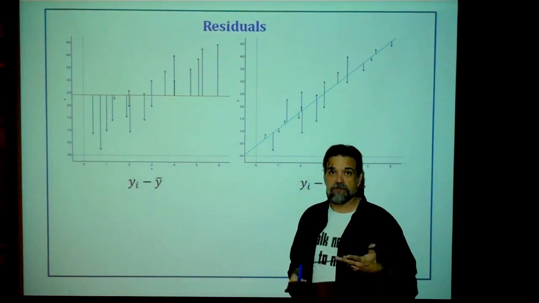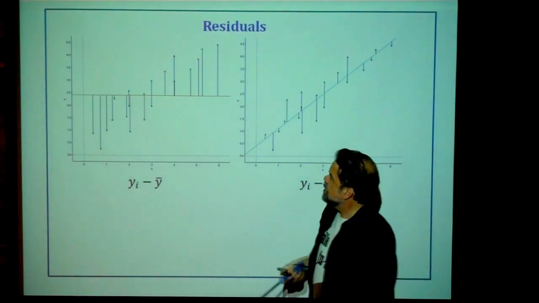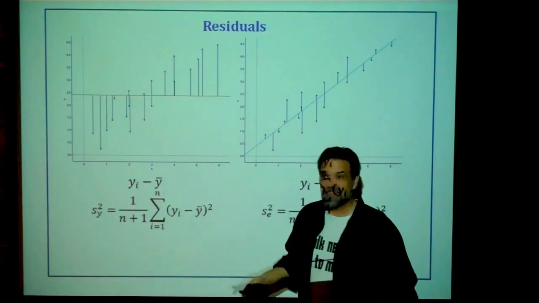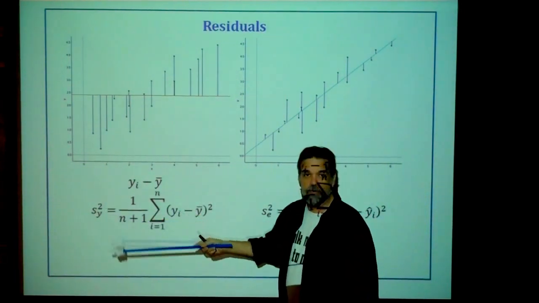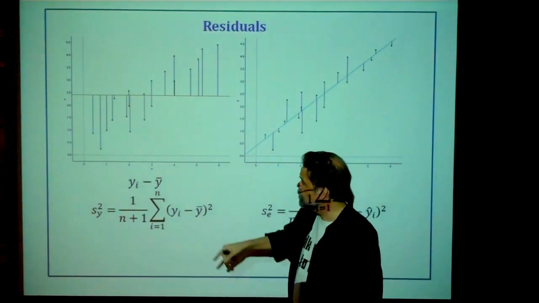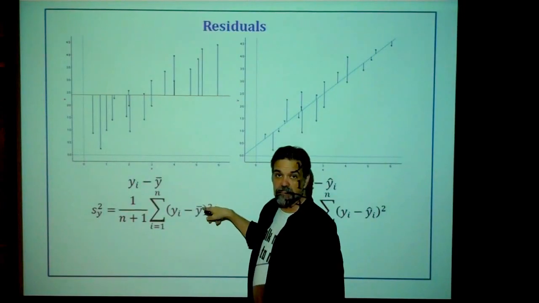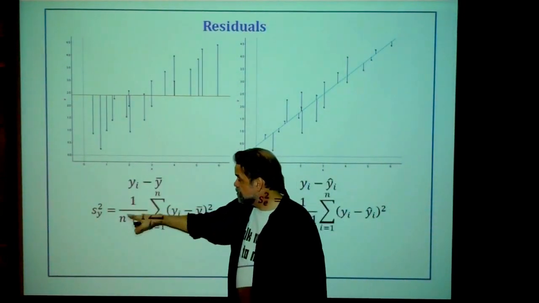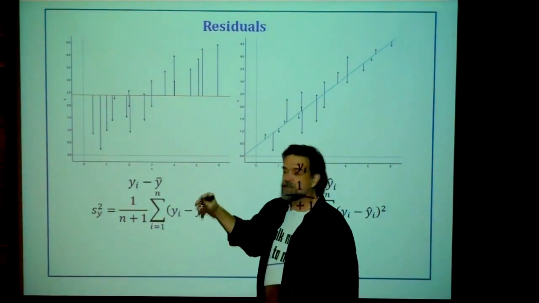Now, how do we measure the magnitude of residuals? Like I said, we use the variance or the standard deviation. So let's use the variance right now. How would I measure the variance of these residuals? Well, it's the variance of my y data. It's just s squared for y. If you remember, we take y minus y bar, we square that for each data point, we sum all of them up, and then we divide by n minus 1, because we're thinking this is a sample, not an entire population.